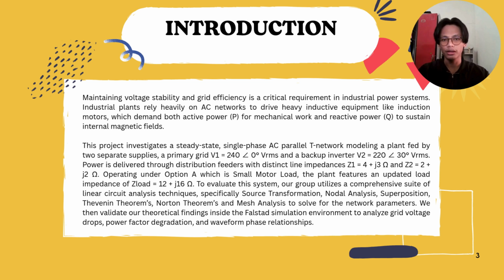So for this project, we investigate a steady-state single-phase AC parallel T network, modeling a plant fed by two separate supplies, which is a primary grid V1, 240, and the magnitude is 0 VRMS, and a backup inverter, which is 220, and the magnitude is 30 VRMS. Power is delivered through distribution feeders with distinct line impedances Z1 equals 4 plus j3 ohm, and Z2 equals 2 plus j2 ohm.